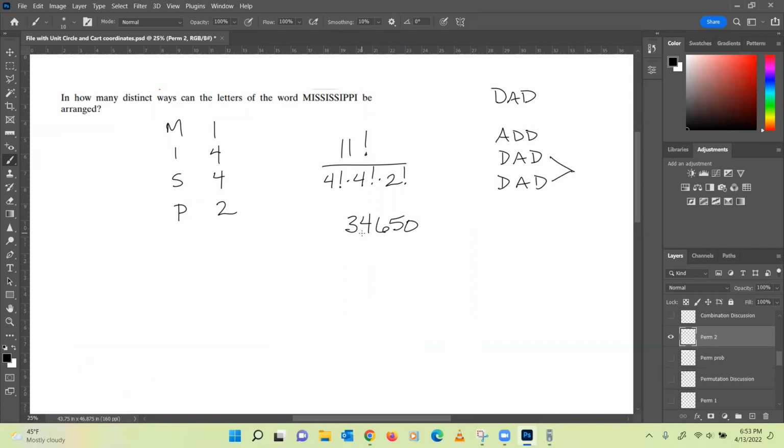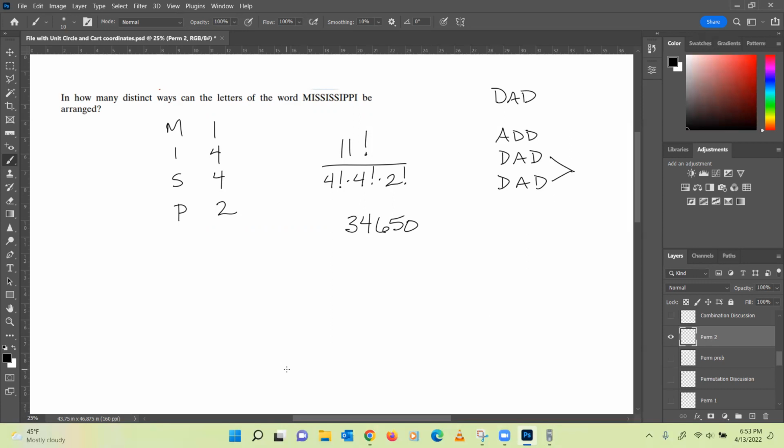So there are 34,650 different ways to rearrange the letters in the word Mississippi, so that we take into account the fact that sometimes you can't tell the difference if that's the first S at the start or the second or the third or the fourth. Either way, it's going to work for me. So if we have duplicates, we have to take those into account, and we will be dividing by the number of duplicates factorial, for however many of those there are. So that'll clear up when we have duplicates.